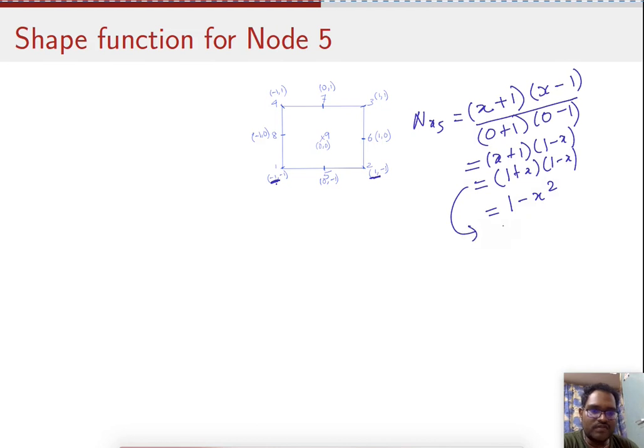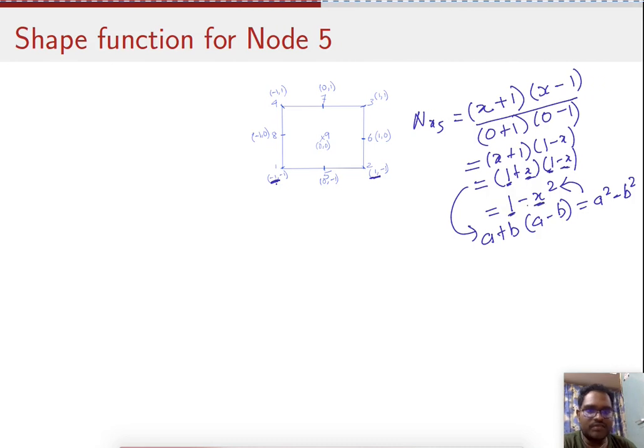This obviously we have seen in algebra: a plus b into a minus b is a square minus b square. So this is what we have done over here. A plus b into a minus b is a square minus b square, right? So this part is done. Next, in the y direction, if you consider, you have a 0 term over here and a 1 term over here.